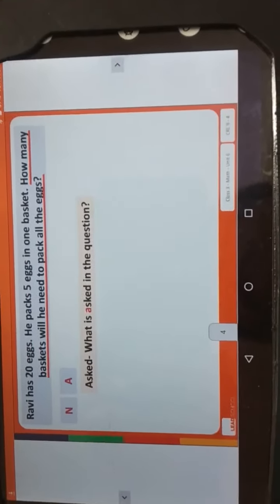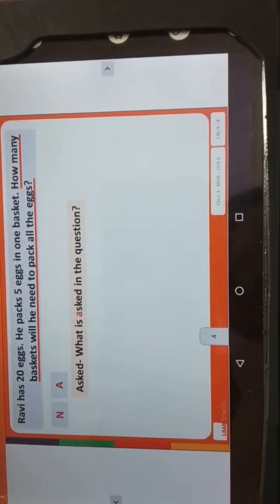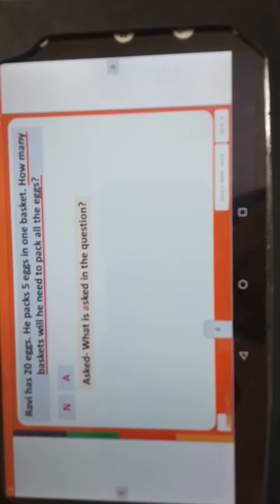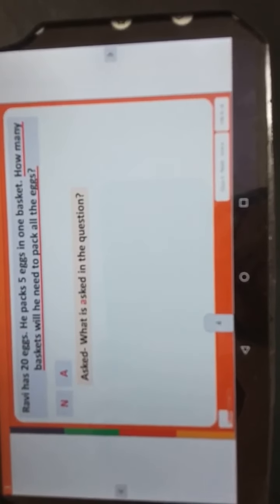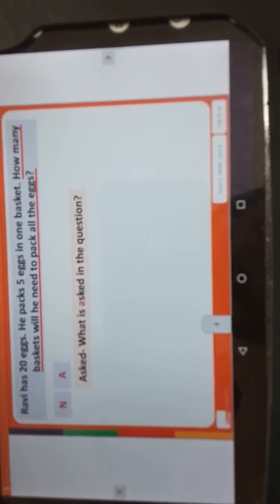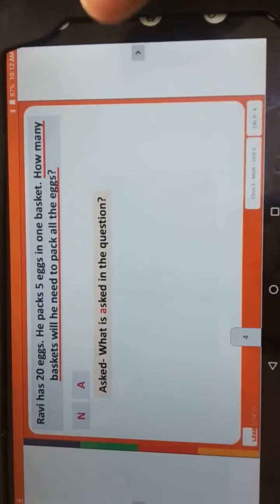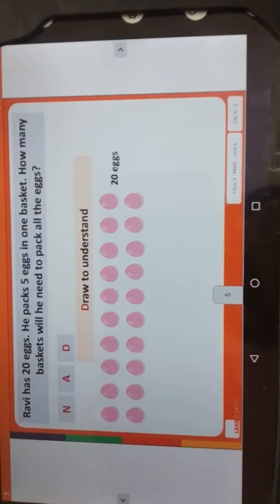Now next one, A. A means ask. What is the ask in the question? So question में क्या पूछा है? That is: how many baskets will he need to pack all the eggs? What did they ask us? How many baskets will he need to pack all these eggs? Okay. Now, draw to understand.